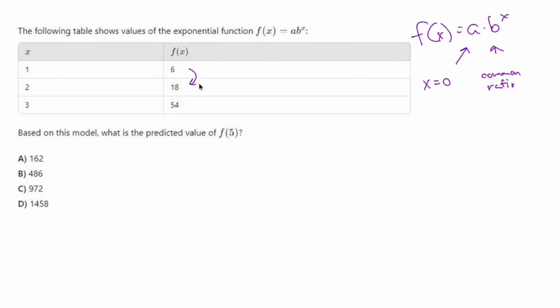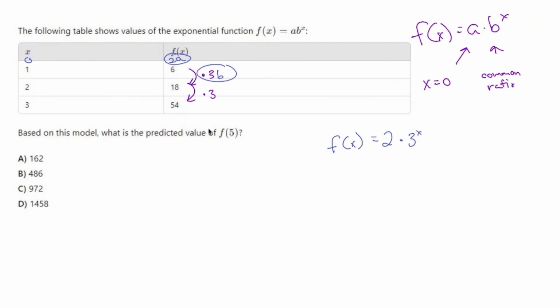But what I do know is to get from 6 to 18 and from 18 to 54, I multiply by 3 each time. So if I'm right here at 1, and I want to find out what 0 is, I work backwards and divide by 3. And when I divide by 3, I get 2. So 2 is going to be my a, and 3 is going to be my b. That allows me to build the formula f of x equals 2 times 3 to the x power.